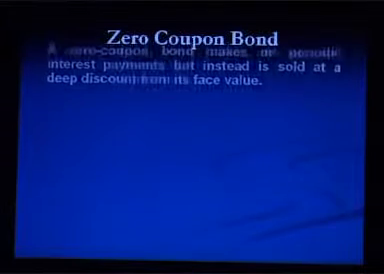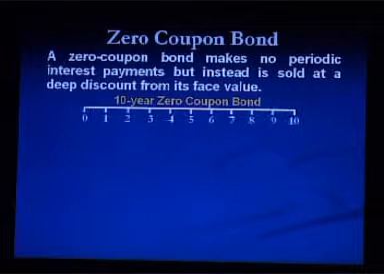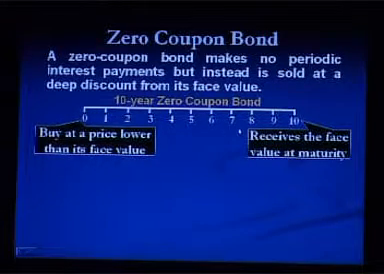You can see a zero coupon bond makes no periodic interest payments, but instead is sold at a deep discount from its face value. Now, think of a 10-year zero coupon bond. So, at the initial stage you have to buy at a price lower than its face value, and you will get no interest because it is zero coupon bond, and when the bond will mature after 10 years, you will receive the face value at maturity.